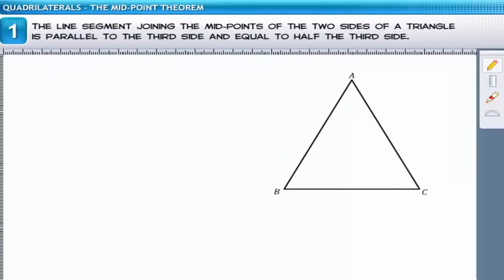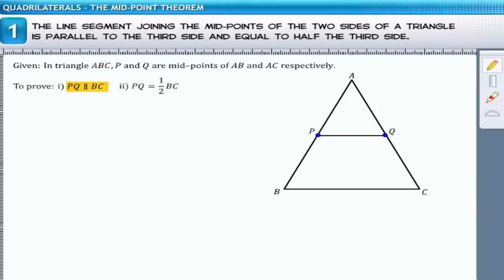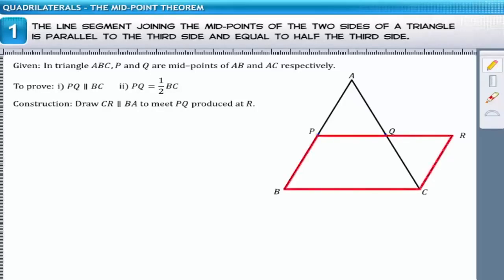Let ABC be the given triangle in which P and Q are midpoints of sides AB and AC respectively. We have to prove that line PQ is parallel to side BC and PQ is half of BC. Draw a line CR parallel to BA such that it meets PQ produced at R. Here, we'll prove that the quadrilateral BCRP is a parallelogram. Let's begin with the proof.